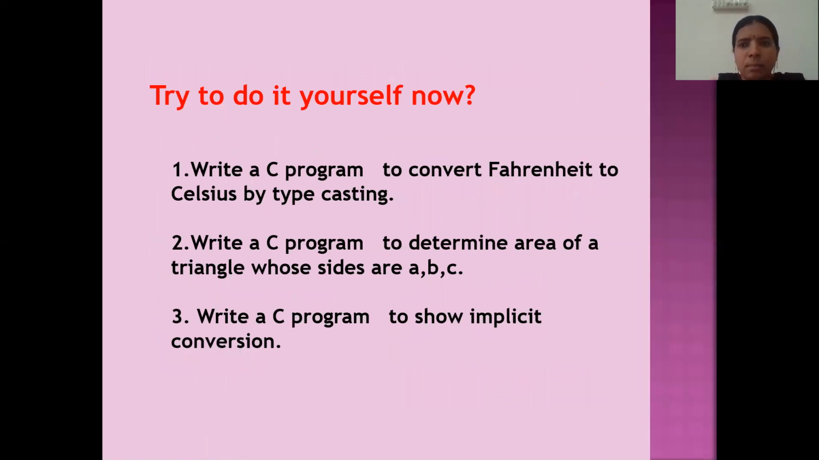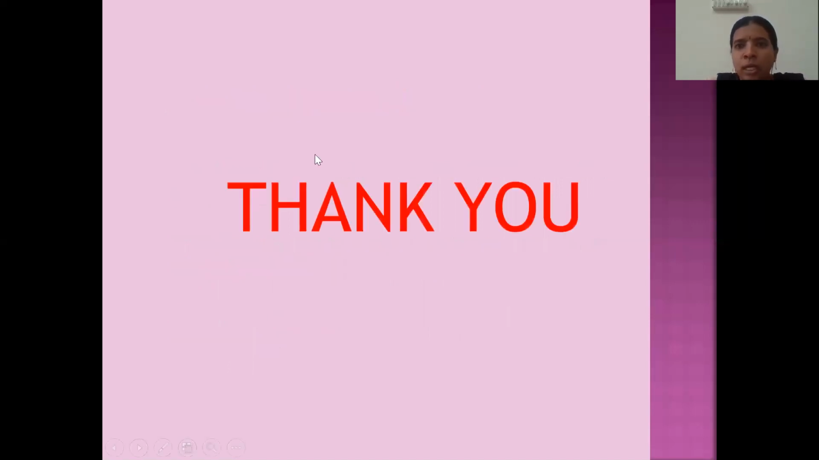So dear students, before we close today's session, I would recommend you to take a pen and a paper and try to solve these programs on your own. These are a few cases where implicit and explicit conversions happen in the process of programming or expression evaluation. So write a C program to convert Fahrenheit to Celsius using typecasting. Write a C program to find the area of a triangle whose sides are A, B, C, and write a C program to show implicit conversion. I recommend you to kindly go and do these problems to check your understanding of how type conversion and typecasting works.